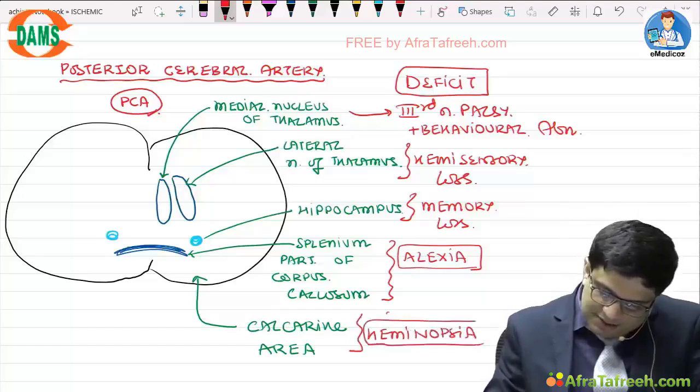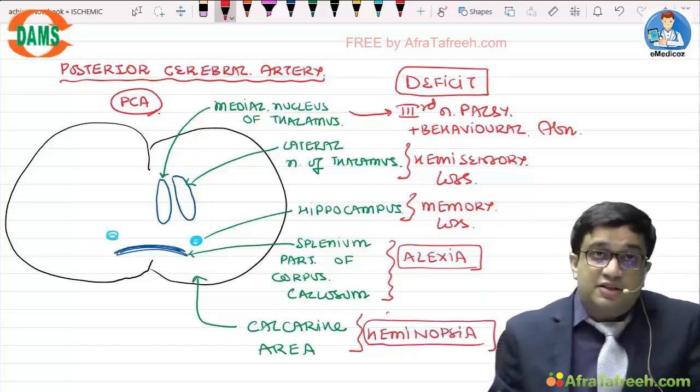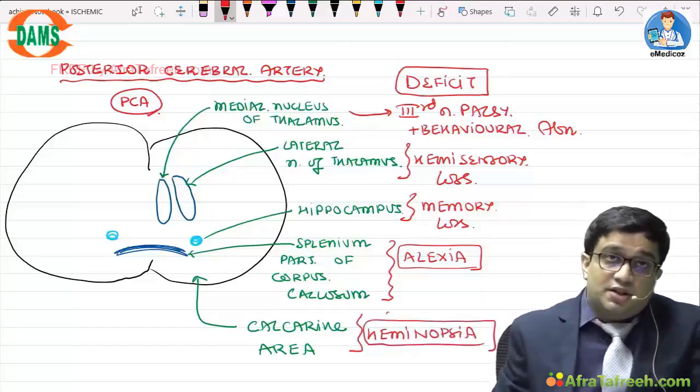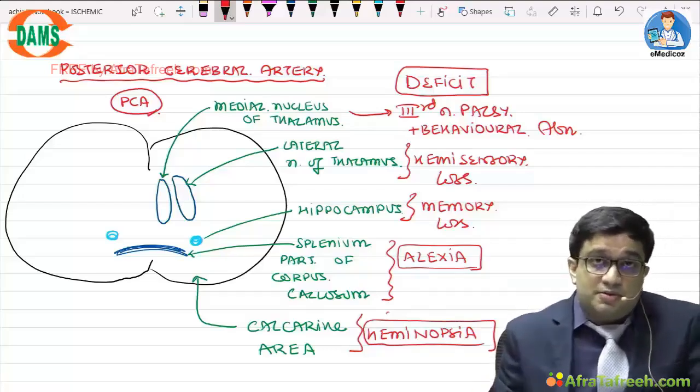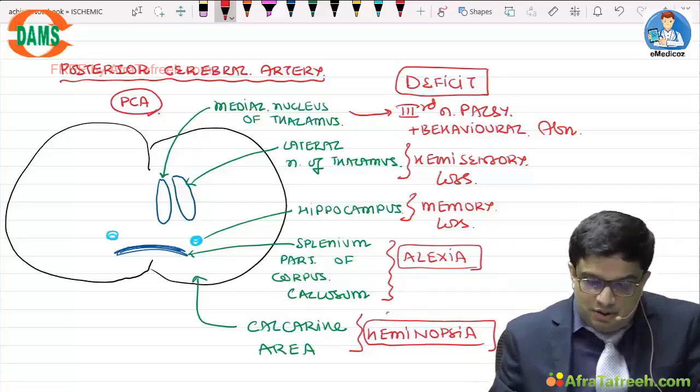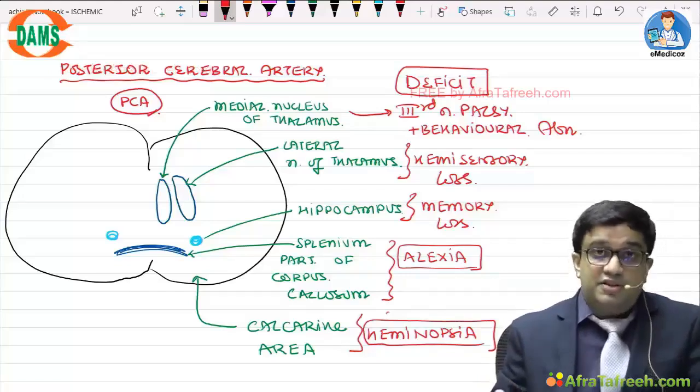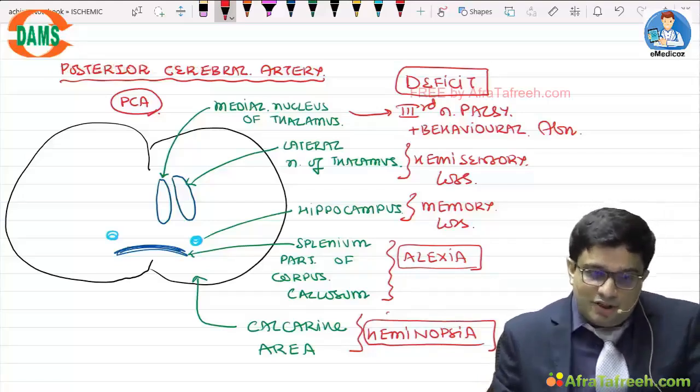So these are the classical deficits which we find in a lesion involving the cortex, especially the posterior cerebral artery area. Now there are a few syndromes in PCA that we need to remember about. Very important topic.